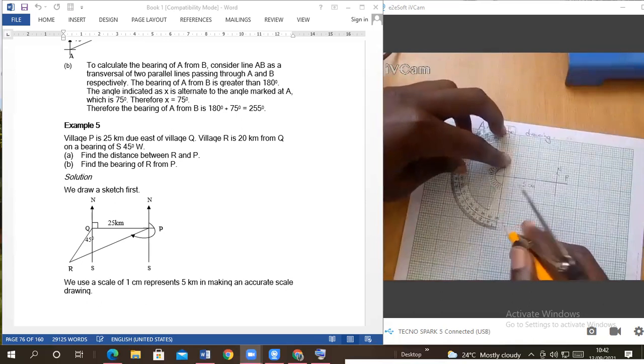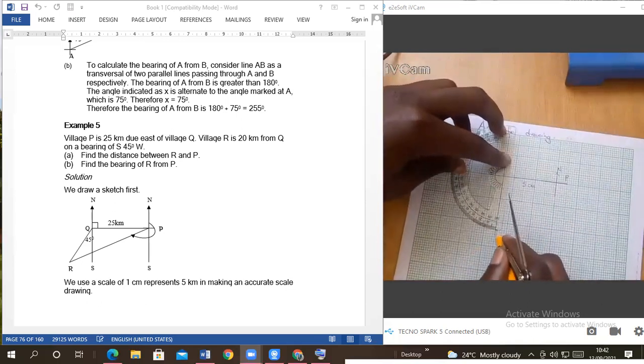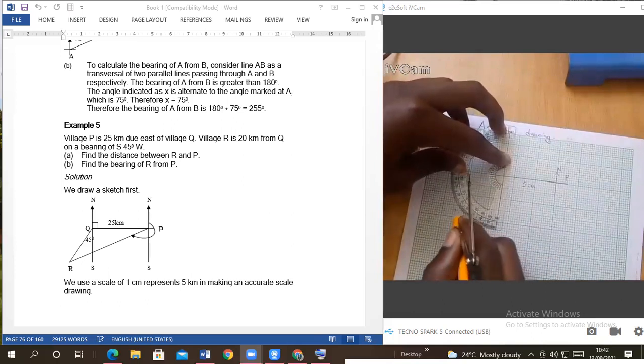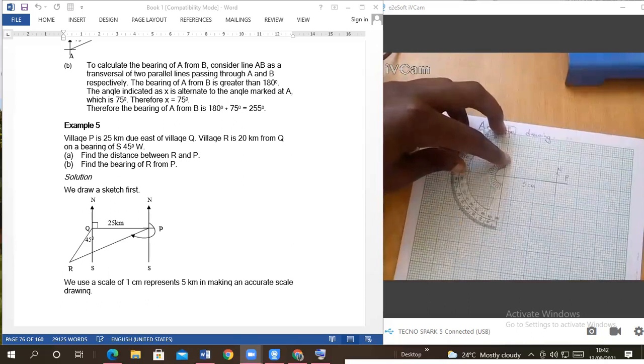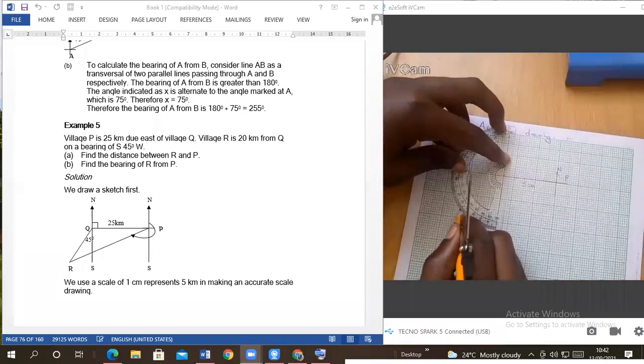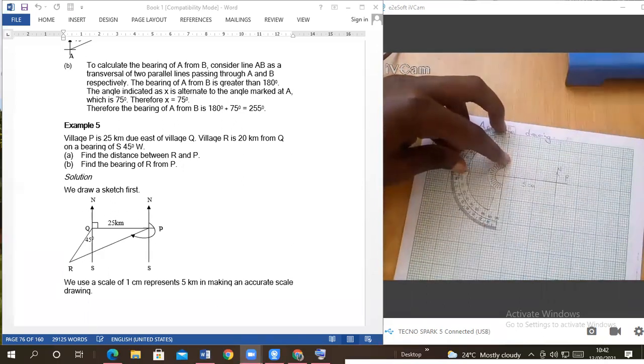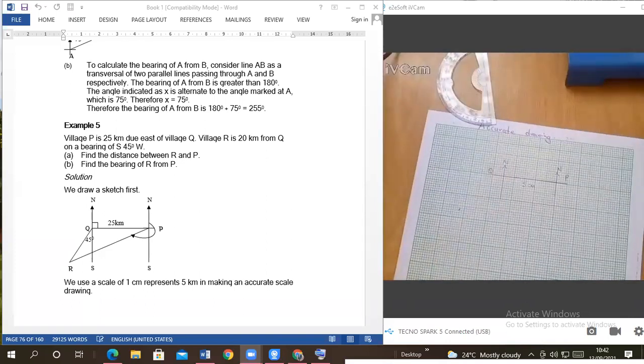We want to measure, so we are going to use the outer scale. Our 0 is starting from here. So you measure 45. You see that 45 is here. Then put a small mark there on that line. Have you put yours? Yes. Then remove it.